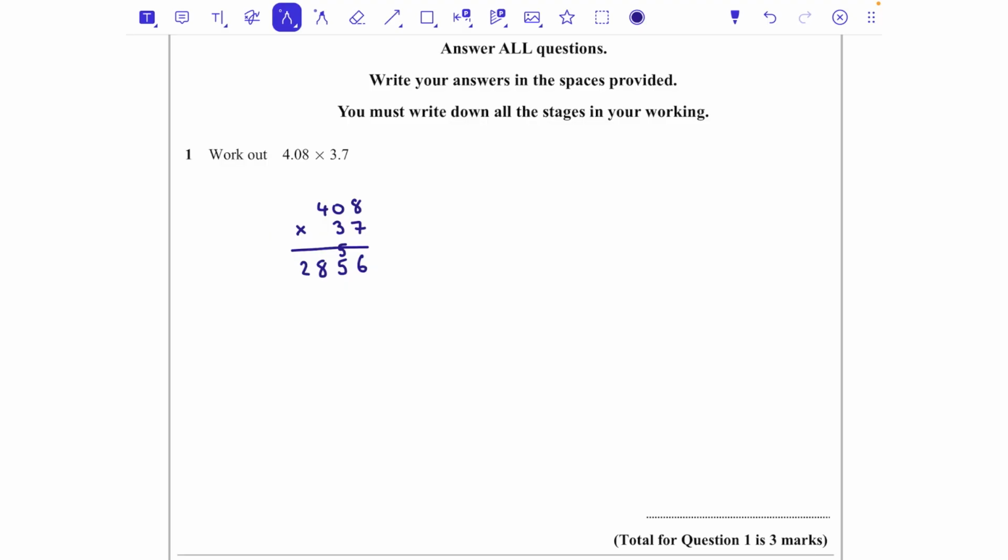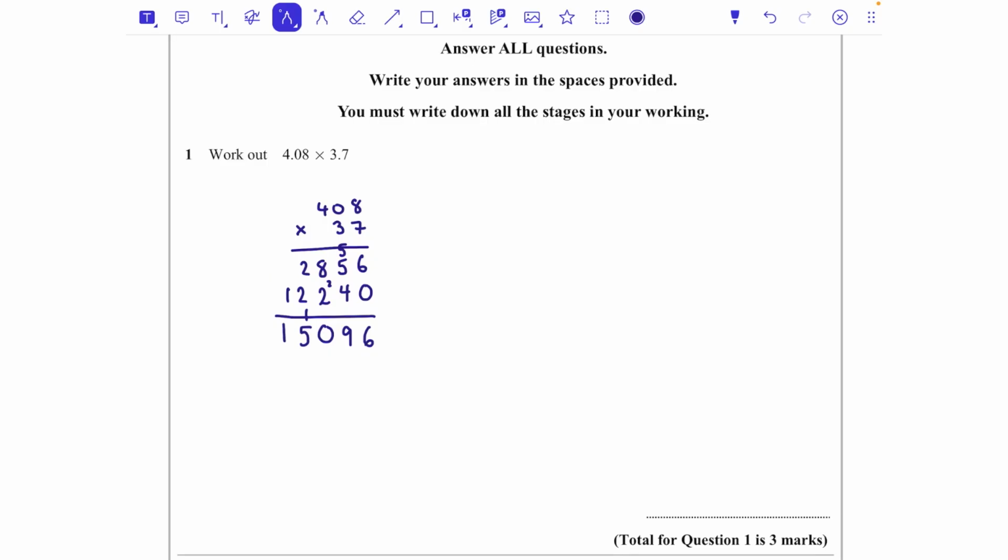Now moving over to the 3, but it's actually 30, so we do need to put a 0 in there. 3 times 8 is 24, 3 times 0 is 0, add the 2, and 3 times 4 is 12. We're then going to add that together, and that is 6. 5 add 4 is 9. 8 add 2 is 10, so 0 carry the 1. 2 add 2 add 1 is 5, and then I've just got the 1 there.